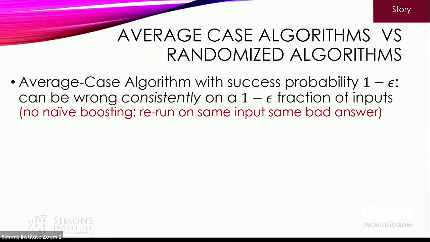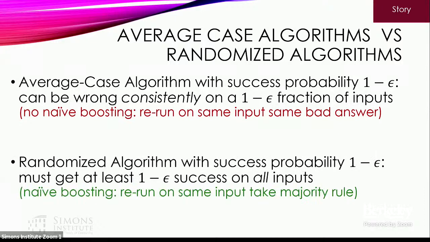And so the crucial thing to remember here is if you have an average case algorithm with success probability 1 minus epsilon, it's allowed to be wrong consistently on an epsilon fraction of the inputs. So there's no way to naively boost yourself out of this situation. If you shove in the same input that it was wrong on, it's allowed to be wrong on that input over and over again in the same consistent way. And I just want to note that this is different than randomized algorithms where if epsilon is less than half, you can boost in a naive way of just plugging the same input over and over again and then taking the majority.